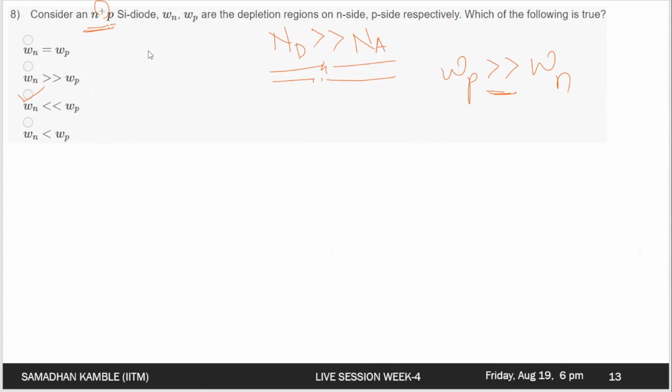So we used the fact that the space charge region will be extended more into the lightly doped side, and in our case the lightly doped side is the P side here. Okay, so shall we move to the next question?